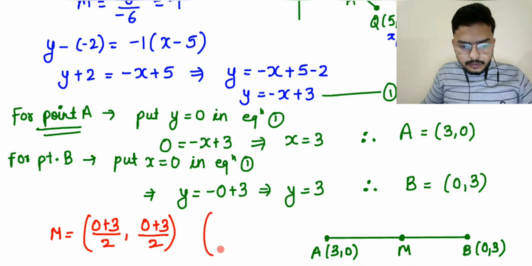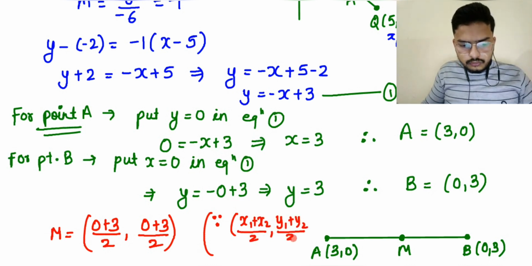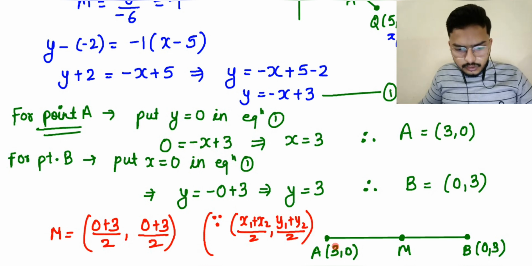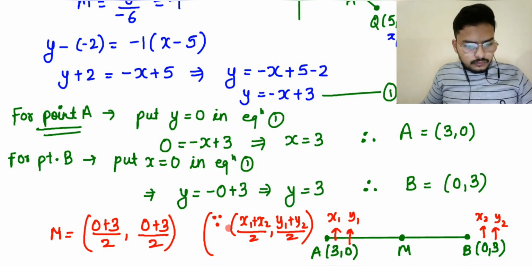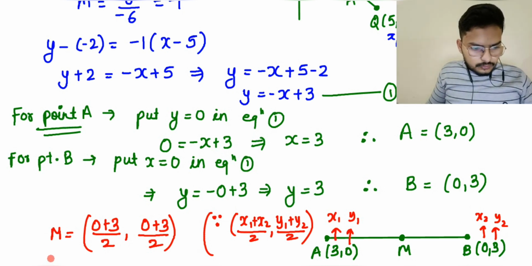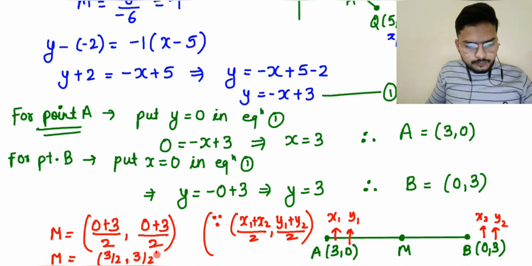What formula am I applying here? The coordinate of the midpoint formula is x1 plus x2 upon 2 comma y1 plus y2 upon 2. You already know about this formula. So here this is x1, this is y1, this is x2, this is y2, right? So here 0 plus 3 by 2 and again 0 plus 3 by 2. Just solve, and you will get the coordinates of M, that is 3 by 2 comma 3 by 2. So exactly this is your answer.